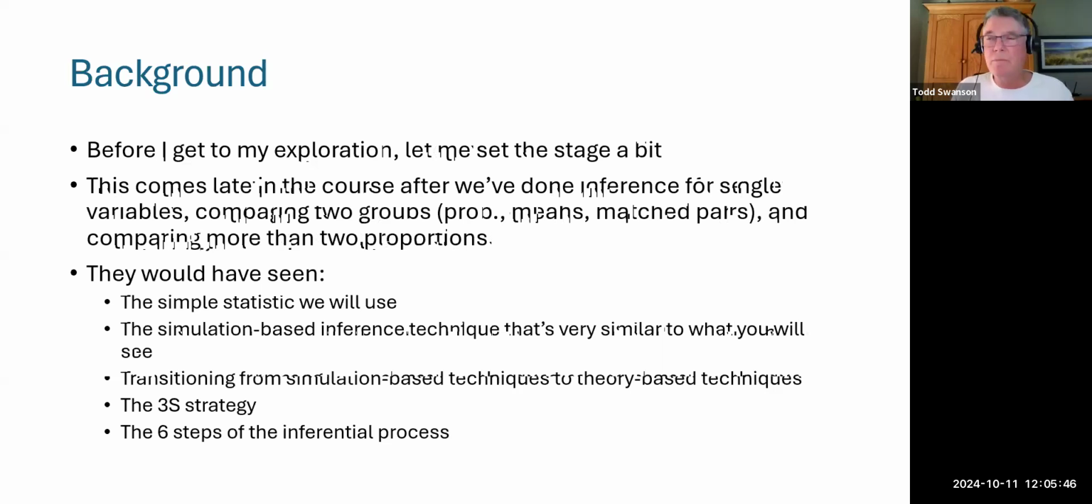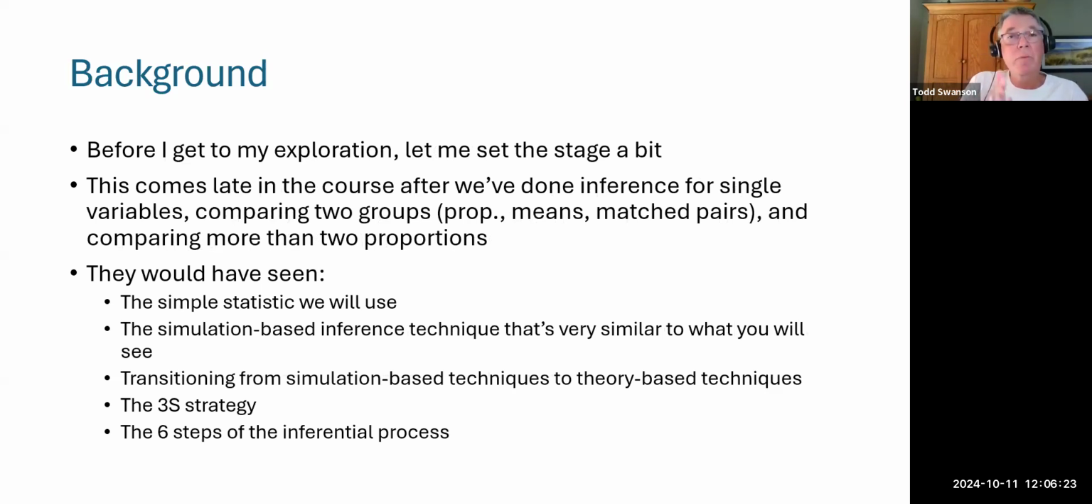So late in the course, they've already done inference for a single variable, both proportion and mean. They've compared two groups, proportions, means, matched pairs that Jill did last time, and compared more than two proportions. And the students would have seen the simple statistic we're going to use, a mean group diff statistic. They would have seen that for comparing multiple proportions. They would have seen this simulation-based inference process that we're going to do many, many times over and over again. So it should be almost boring at this point. Oh, we've seen this before.